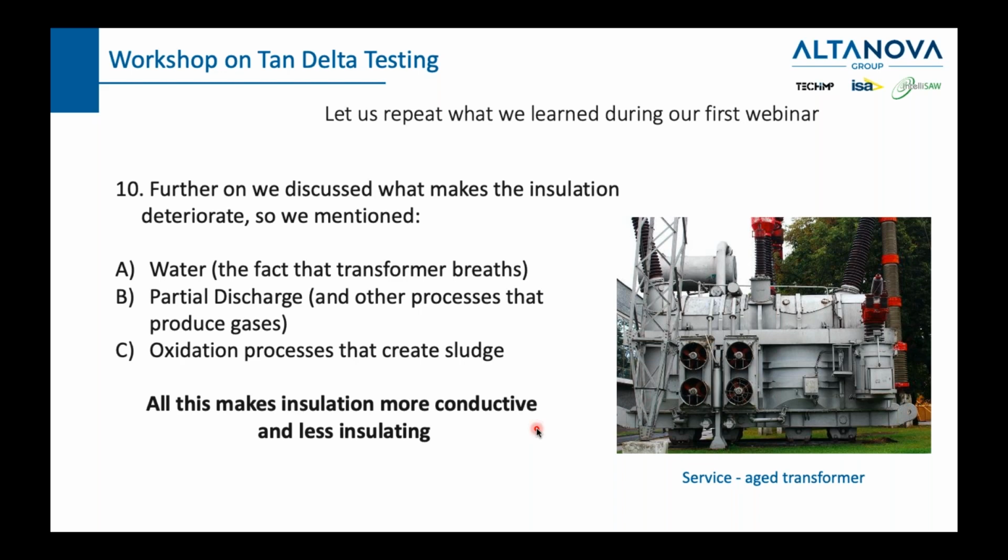We also said that gases are developed inside a transformer, and gases increase the overall conductivity of the insulating system, partial discharge being only one of the processes which produce gas. To be more exact, partial discharge would produce hydrogen, or H2. And then there is sludge. Sludge is that sticky thing, well, not necessarily sticky, which you can find at the bottom of old transformers, which also additionally deteriorates the insulation, or makes the insulation more conductive. So these were the processes which make the insulation, let's say, older, the same way like human beings get older, transformers and insulation also get older.